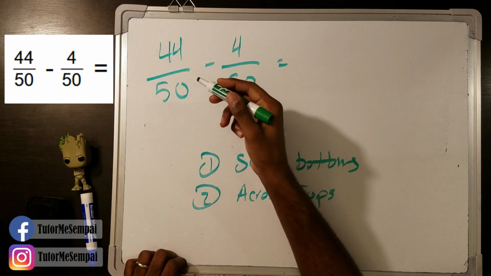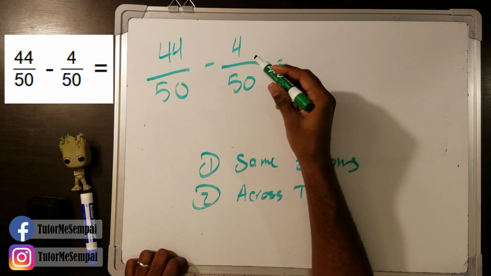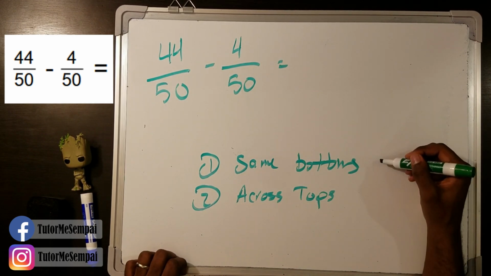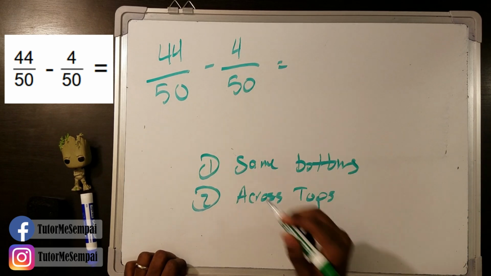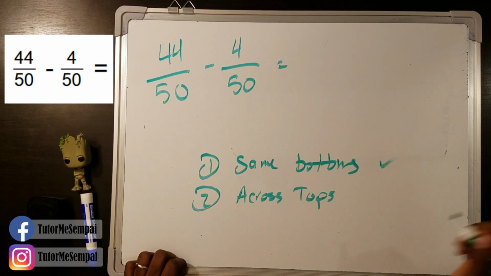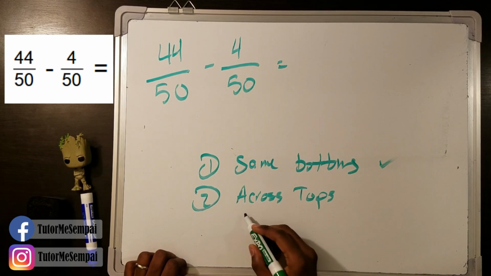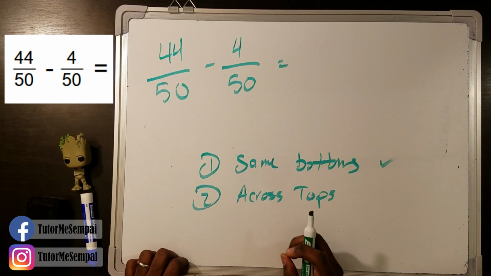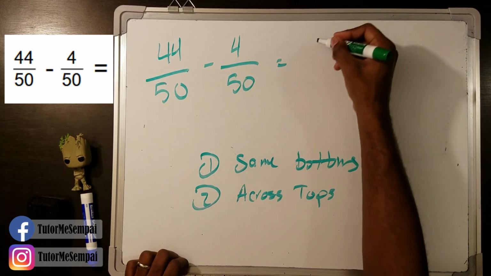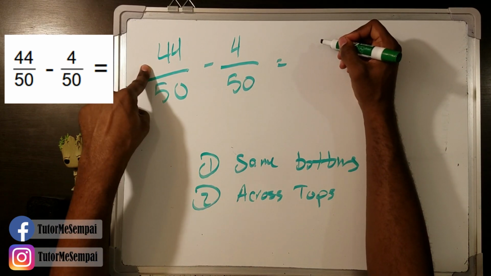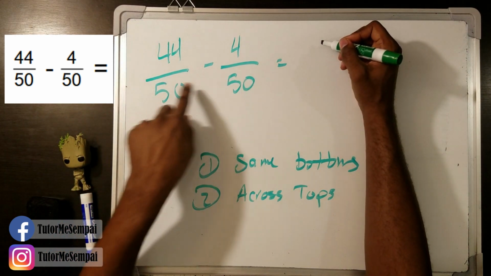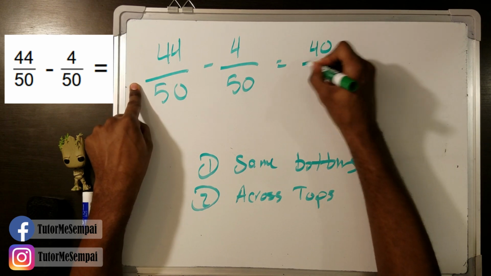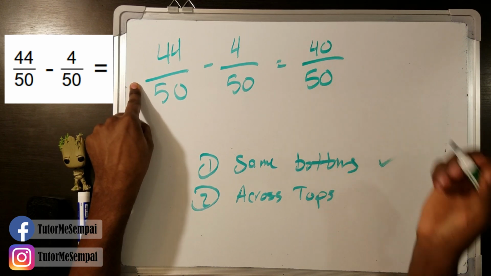So we have 44 over 50 minus 4 over 50. Let's look at this first step. Same bottoms. Do they have the same bottoms? Yes. Check it off. Now we can move to the second one. Across the tops. Whatever we're supposed to do across the tops, the previous one was addition. Now we're doing subtraction. We're going to get what when we do subtraction here? 44 minus 4 gives us 40. And we keep the bottom the same.